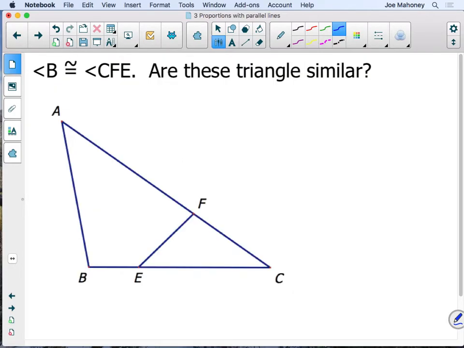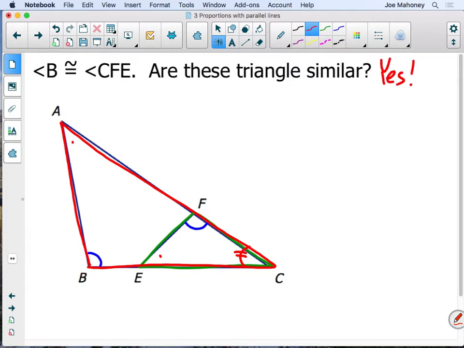Take a look at this last diagram. You think these two triangles are similar? If you know that angle B is congruent to angle CFE? Well, notice that here's triangle CFE. We'll draw a triangle CFE in green. And we'll draw a triangle ABC in red. Do you see that they also share angle C? So that's going to also mean that the third angles have to be congruent. These triangles are similar. Yes, they are.